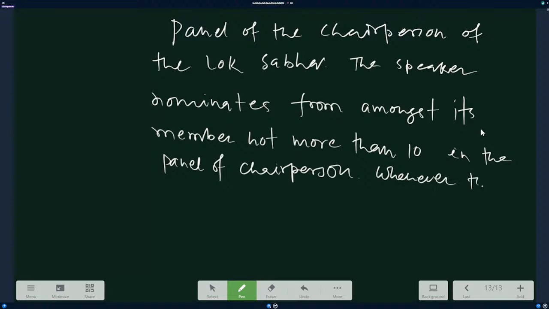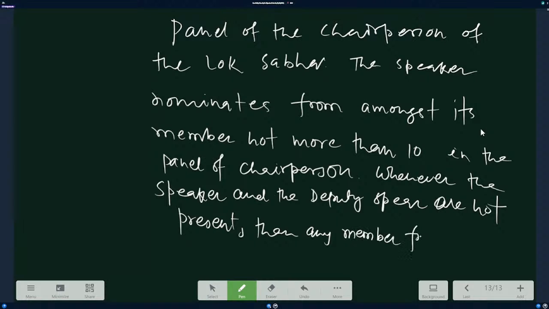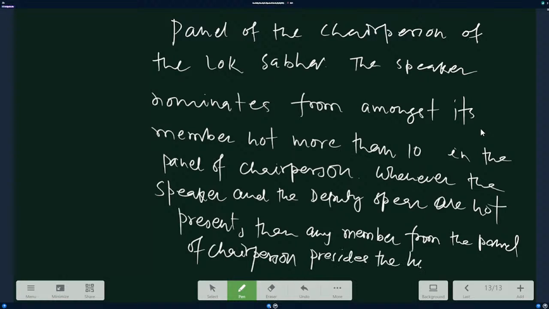Whenever the Speaker and the Deputy Speaker are not present, then any member from the panel of chairperson presides over the house, right?